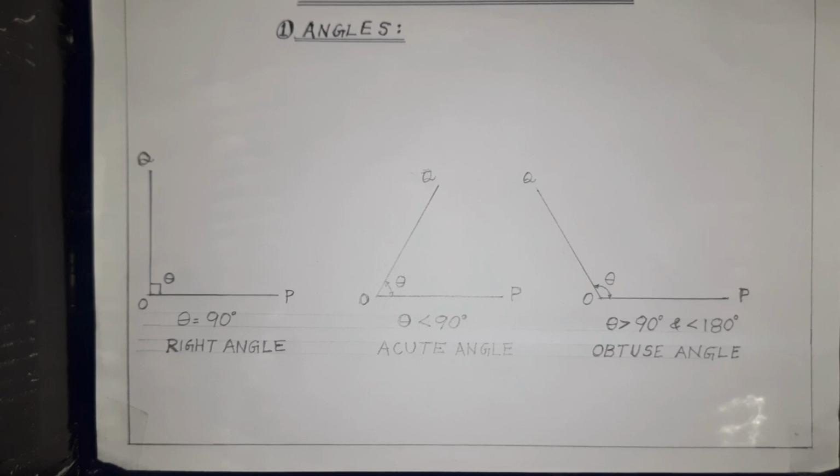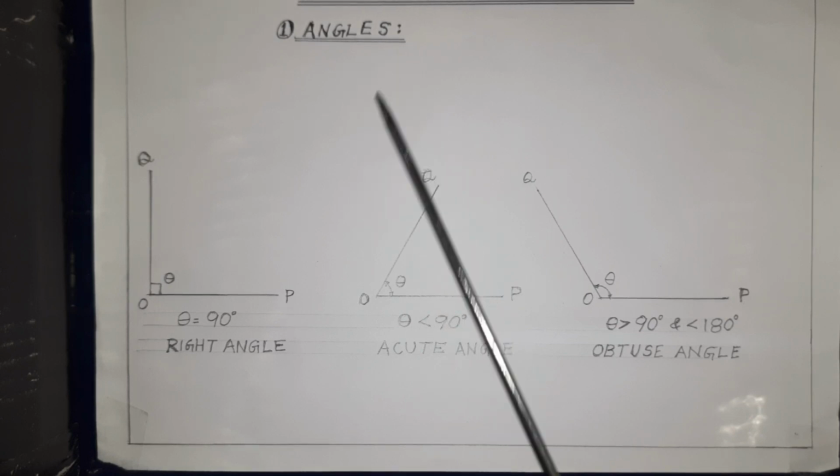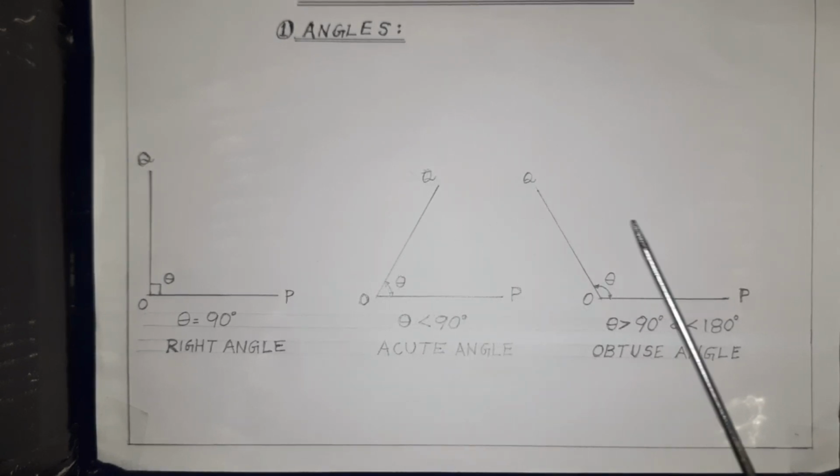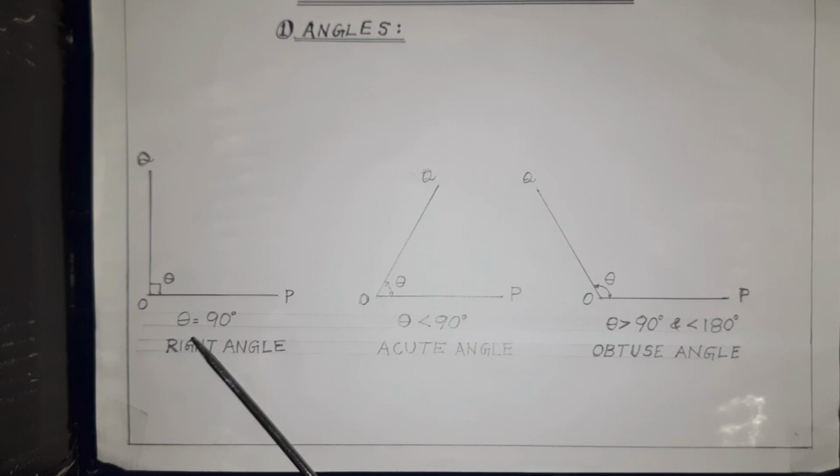Now, referring to the drawing sheet, you could see a few of the important geometrical constructions one by one. The first one is angles. In this, there are three angles shown. First one is theta equal to 90 degrees. Then these two lines will be perpendicular to each other. This is called a right angle.